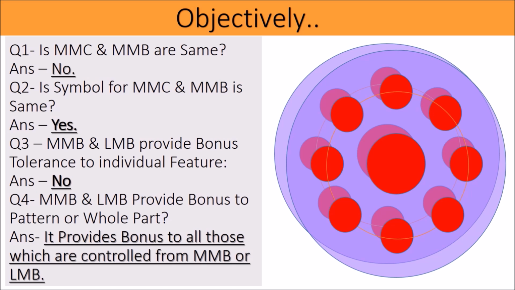Question number 3. Do MMB and LMB provide bonus tolerance to an individual feature? The answer is again no. MMB and LMB provide bonus only to entire features or the complete part. Question number 4. Do MMB and LMB provide bonus to a pattern or the whole part? The answer is it provides bonus to all those features which are controlled from MMB or LMB.